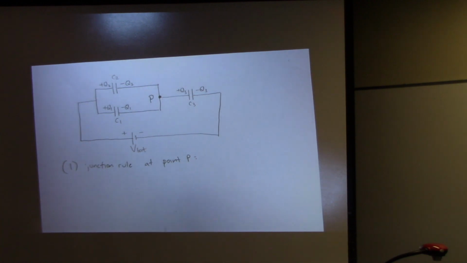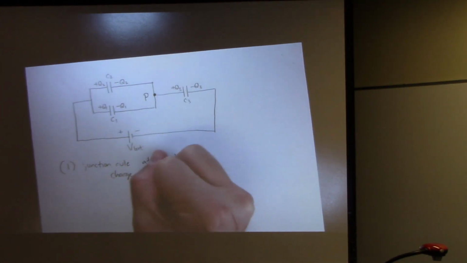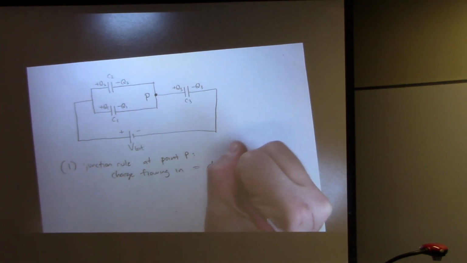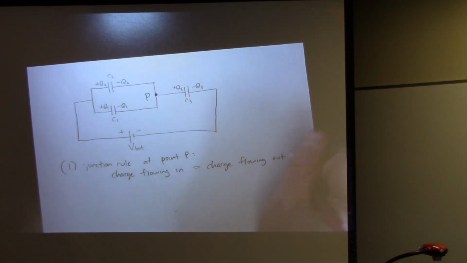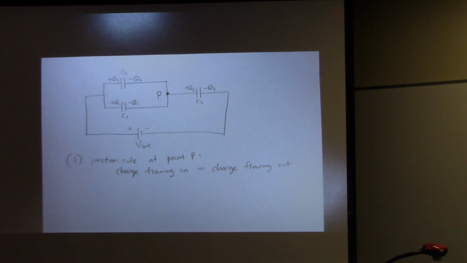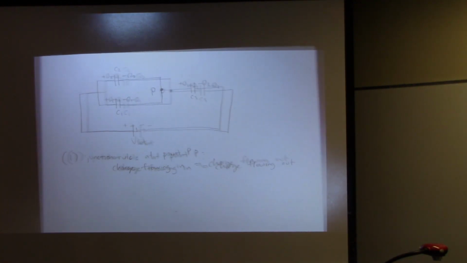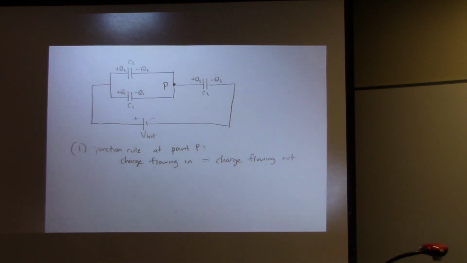All right, so in this case, think of the junction rule as saying that any charge flowing into point P is going to equal the charge flowing out. Okay, so let's think about this. Before we connect these capacitors to a battery, there isn't going to be any electric charge on any of the plates. It's only when we connect it to a battery and charge starts moving around that we have any charge on the plates.